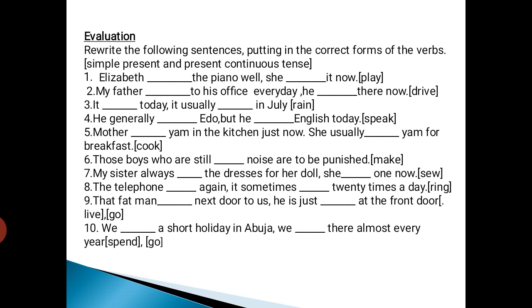Elizabeth dash the piano well. She dash it now. It's supposed to be, Elizabeth plays the piano well. She is playing it now. So use this example to answer other questions and submit through the appropriate media.